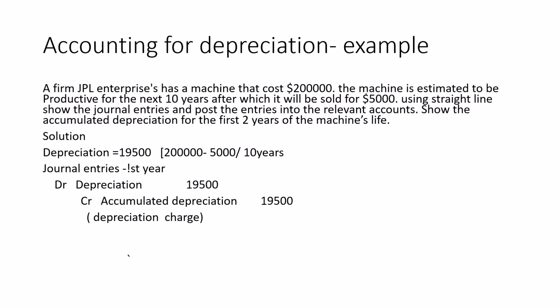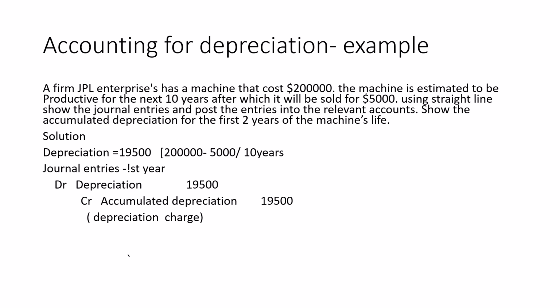So a firm called JPL Enterprise has a machine that costs $200,000. The machine is estimated to be productive for the next 10 years, after which it will be sold for $5,000. Using straight line method, show journal entries and post the entries to the relevant accounts. Show the accumulated depreciation for the first 2 years of the machine's life.